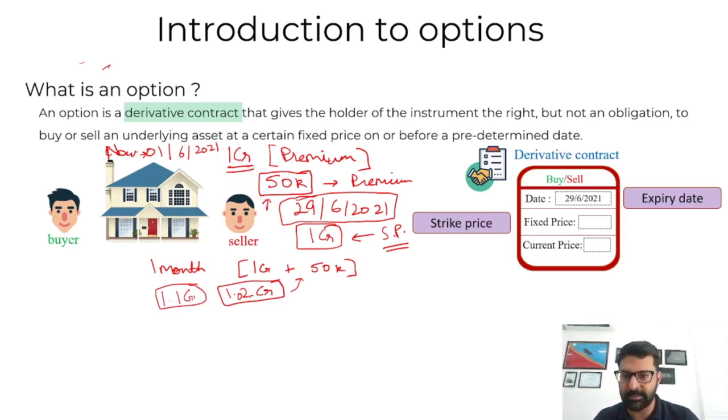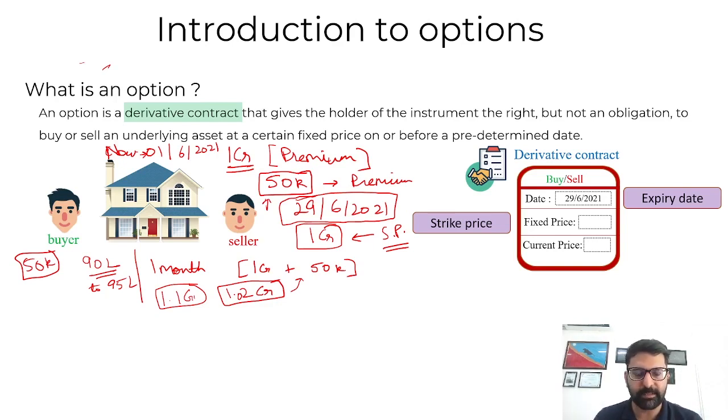But on the other hand, what if he talks to multiple people and they say that the worth is only 90 lakh, somewhere between 90 lakh to 95 lakh, let's say. Then it's not the kind of deal that he would want to go through. So he will incur a loss of only 50,000, right? The premium that he's paid, which is non-refundable, will go away. That will be his loss, but he has that option to not go ahead with the deal, right?